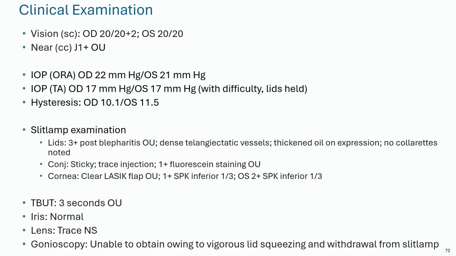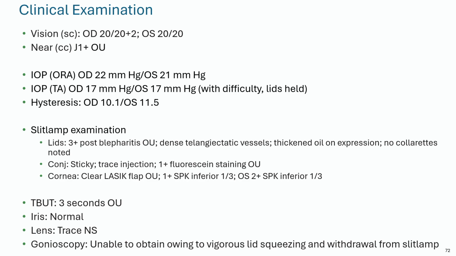On the clinical exam, he's 20/20 plus 2 in the right, 20/20 in the left without correction. Dr. Beckman's LASIK didn't stop working. He just went and got older. He's J1 plus with his readers. Pressure by Ora is 22 in the right, 21 in the left. By applanation, 17 in the right, 17 in the left. His hysteresis, which you automatically get with the Ora, is 10 in the right and 11 in the left.